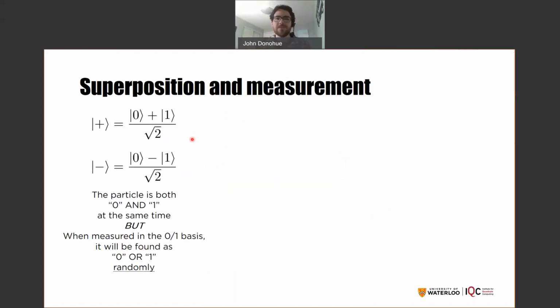So our two golden rules, but now in the form of abstract quantum bits. The plus state is 0 plus 1. The minus state is 0 minus 1. The particle is both in the state 0 and the state 1 at the same time. It is both encoding the bit 0 and the bit 1 at the same time. It has a component that is 0 and a component that is 1. But when I measure it in the 0, 1 basis, when I ask it the question, are you 0 or are you 1, I find 0 or 1 randomly.